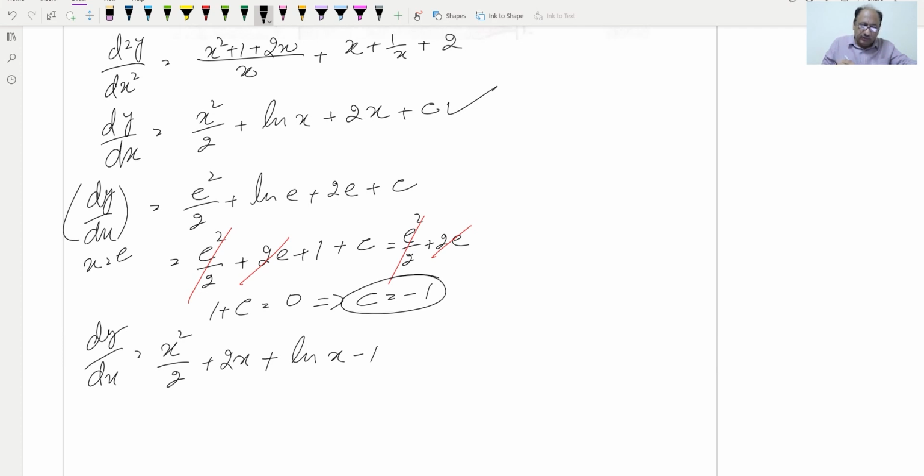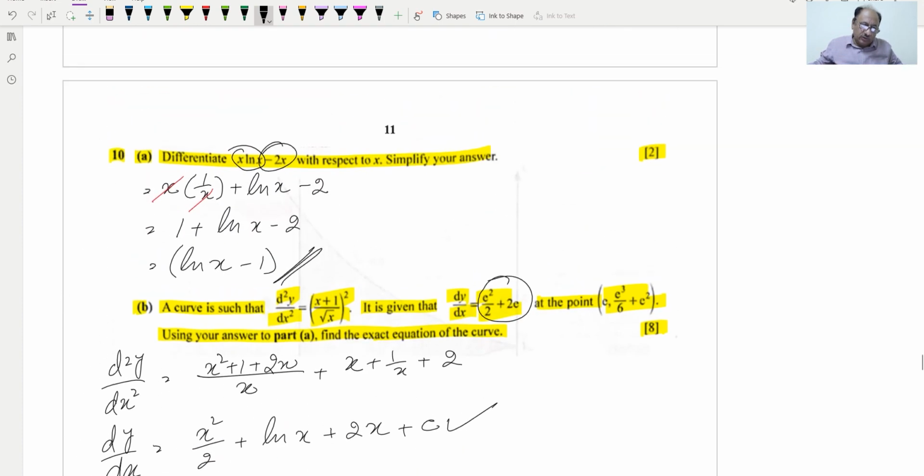Now we can take the integral of this to get y, and this will be x cubed over 2 into 3, which is 6, plus 2x squared over 2, plus the integral of log x minus 1. Log x minus 1 is this one. So this is what we have taken the derivative of, so the integral will be this result.